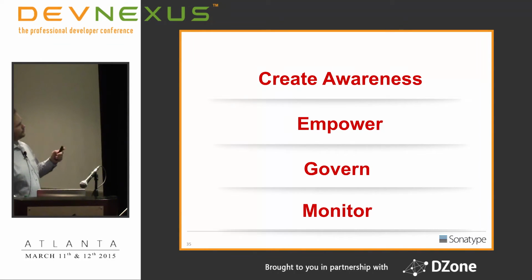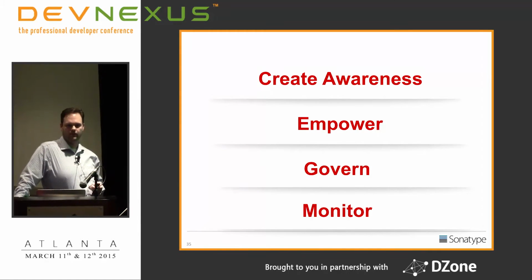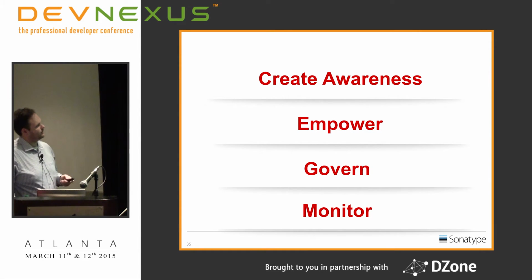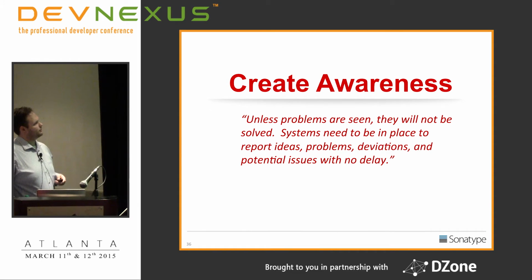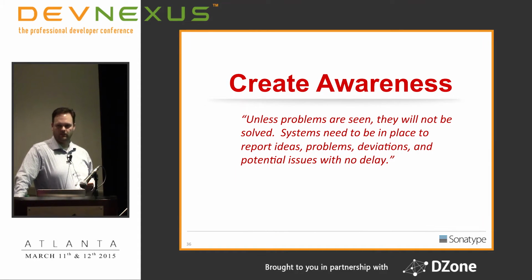At Toyota, these are the main theories of how they evaluate what they're doing. The previous slide showed how they evaluate a particular decision, but these things override all of them. For any particular thing, they're trying to create awareness, empower, govern, and monitor. Let's dive into that, and then I'll talk about how it applies to what we're trying to do in software development. The first part is create awareness. Unless problems are seen, they're not going to be solved, right? That's fairly obvious. So how do we do this in software development today?